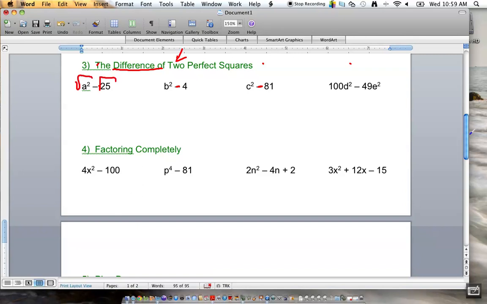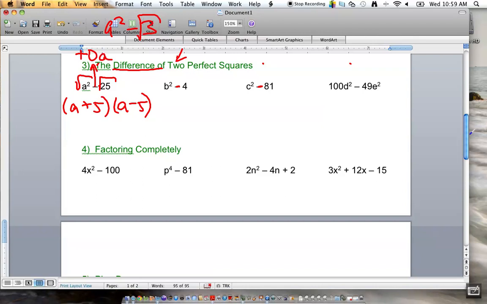If you can't square root both of them, like if I gave you a squared minus 3, you can't do this because you can't find the square root of 3. Square root of 3 is imperfect. It doesn't break down to a rational whole number. This would then become a plus 5, a minus 5. Now, let me talk to you a little bit about why this works. It works because even though we don't bother to write it, in the middle here is a plus 0a.